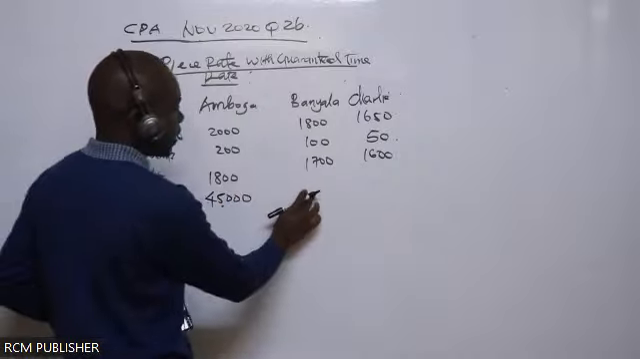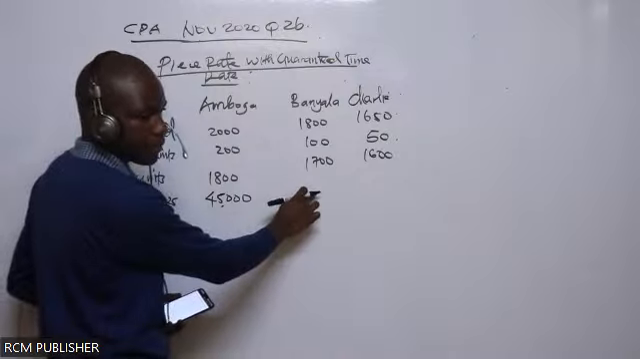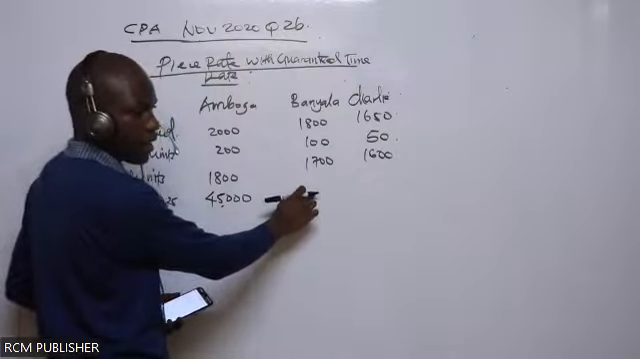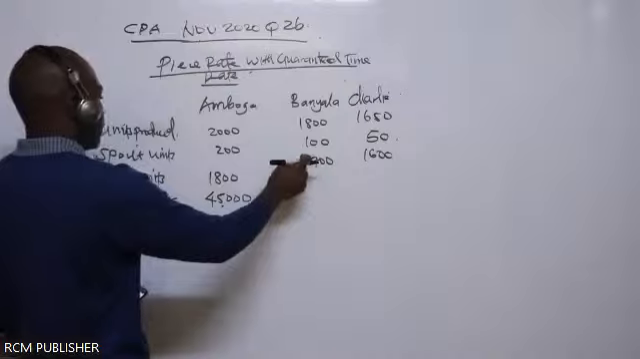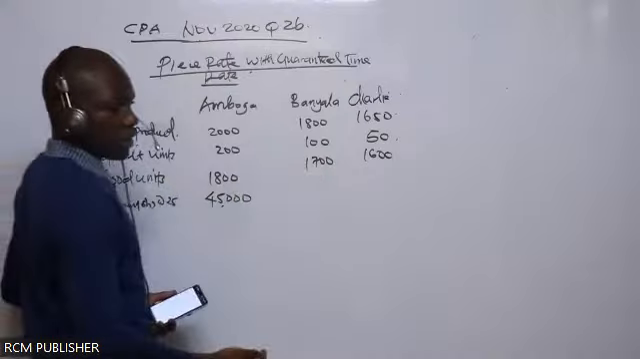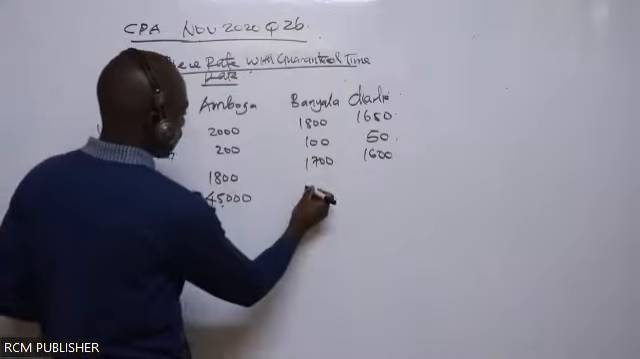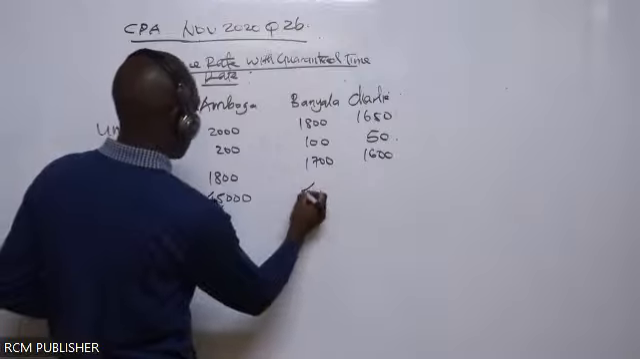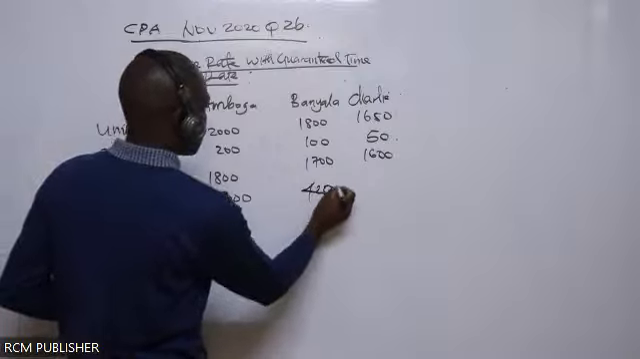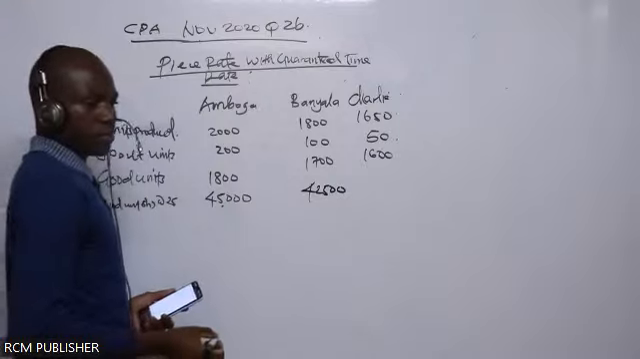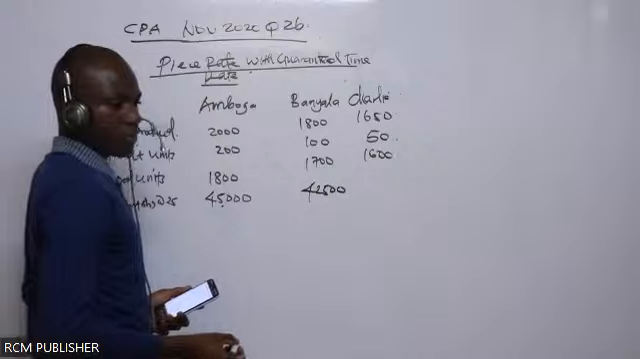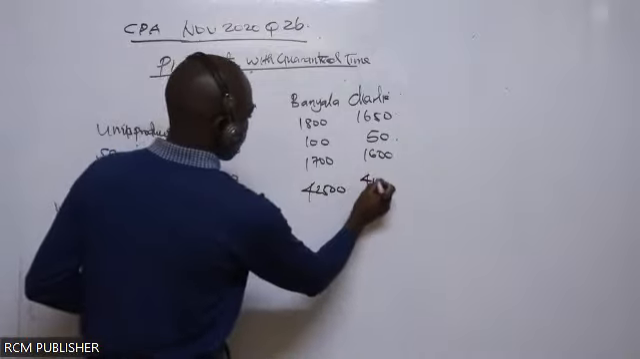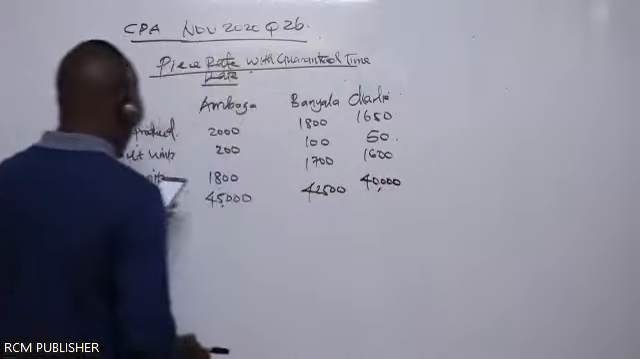Then B, that is Banyala. Banyala, what will we have? What will we have for Banyala? It is 25 by 1700. How about Charlie? 40,000. That is what we have.